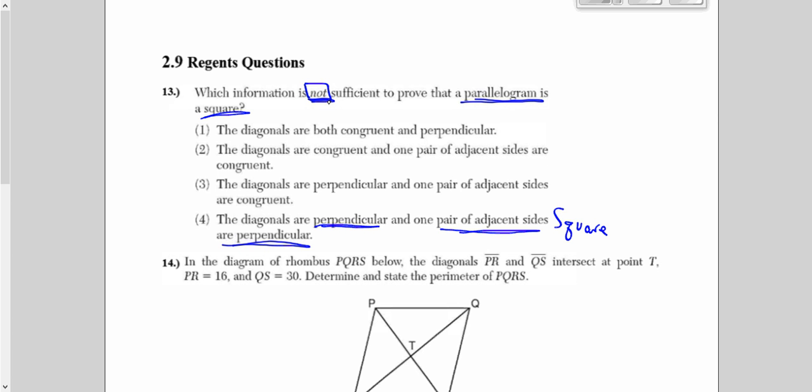It says 3. So if we take a parallelogram and say the diagonals are perpendicular, what does that make it? That would make it a rhombus, right? Put it in here. And one pair of adjacent sides is congruent. One pair of adjacent sides is congruent. Huh, what about that?